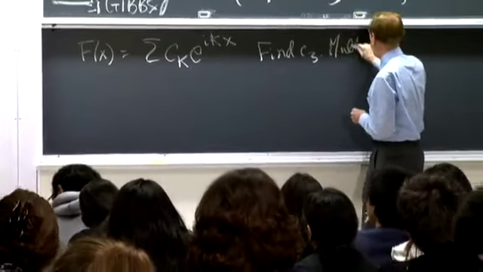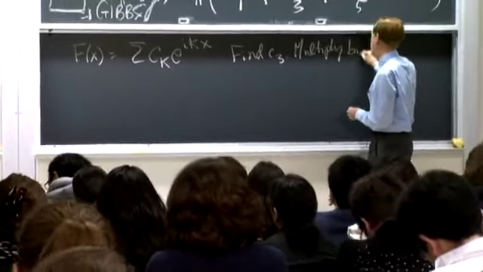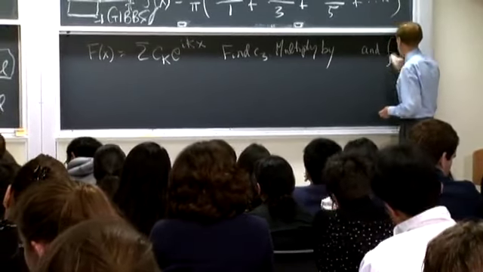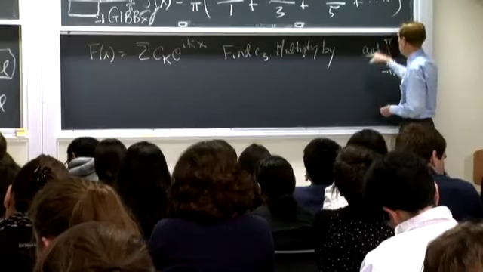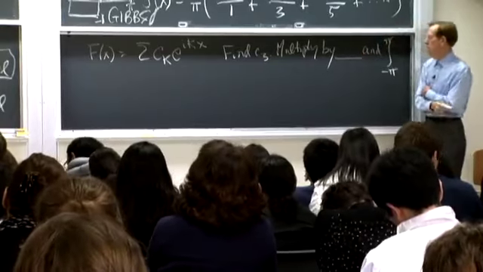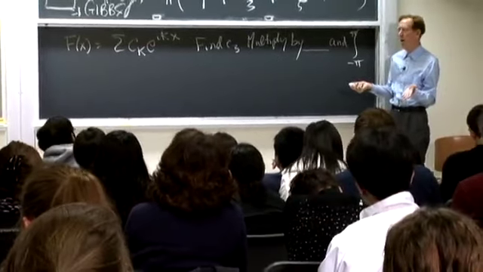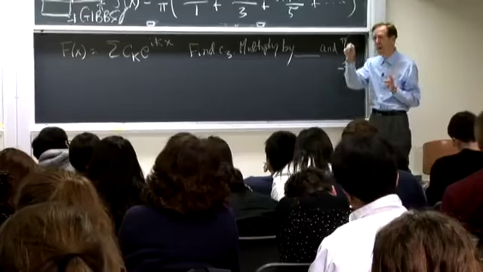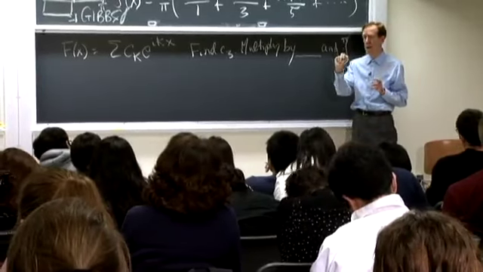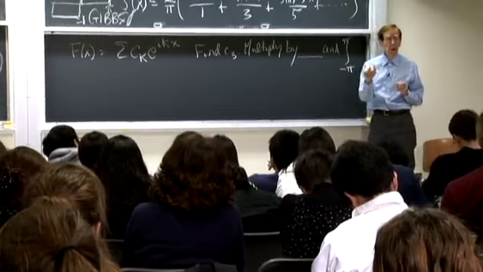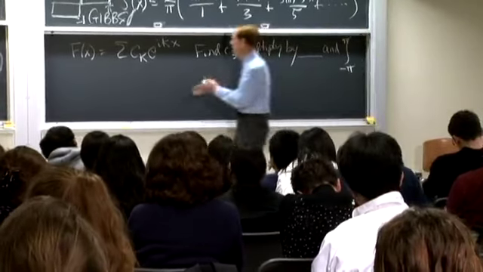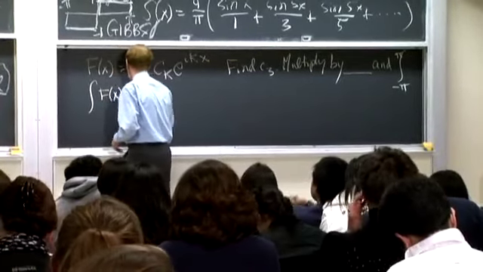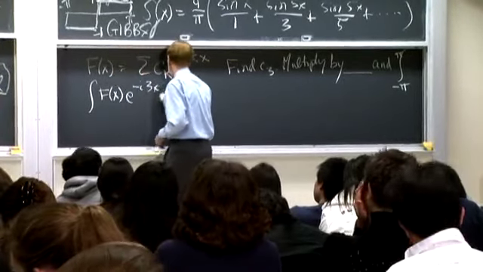Multiply both sides by what? And integrate, from minus pi to pi. What goes there? If I want C3, should I multiply both sides by e to the i3x? Nope. e to the minus i3x. Multiply both sides by e to the minus i3x and integrate. e to the minus i3x dx.